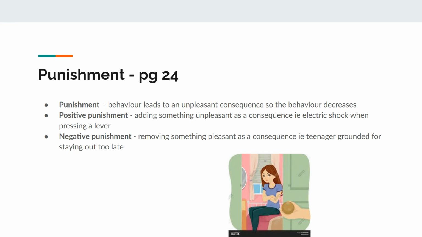Negative punishment still means you're less likely to carry out that behaviour again, but rather than something bad happening as a response, negative punishment is when something pleasant is removed as a response. So in this case, you can look at a teenager. The teenager is told they have to be home by whatever time. They stay out too late, therefore they're grounded. So their freedom, their ability to go out late and stay with their friends has been removed. So therefore, they're, in theory, less likely to stay out too late in the future. Okay, so those are the terms relating to punishment.